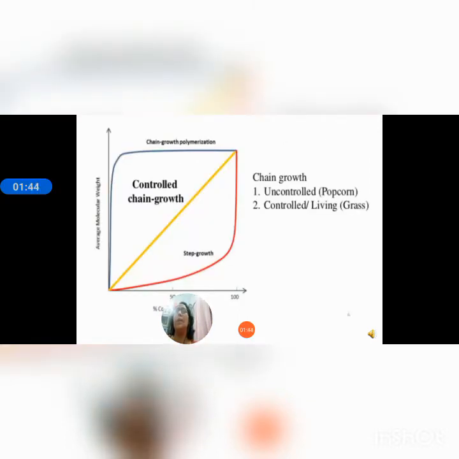This graph shows the effect of percentage concentration on molecular weight. We see that three types of curves are obtained. Blue curve shows chain growth polymerization, yellow shows controlled chain growth polymerization and red shows step growth polymerization. Chain growth polymerization is uncontrolled and controlled as well. Now we start step by step all types of polymerization and their kinetic studies.